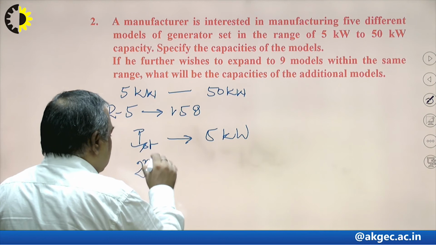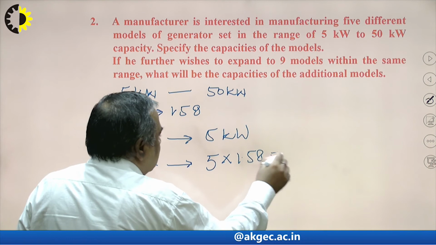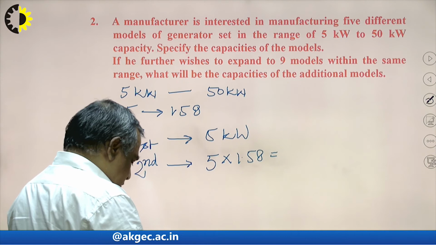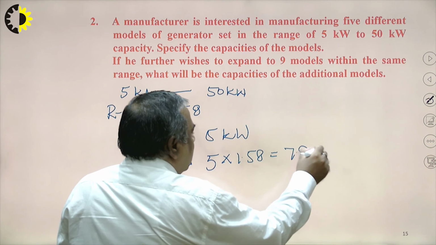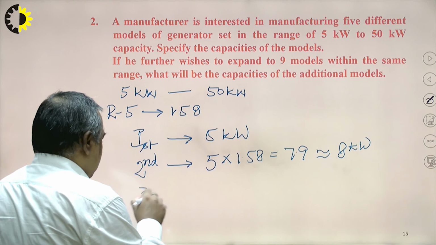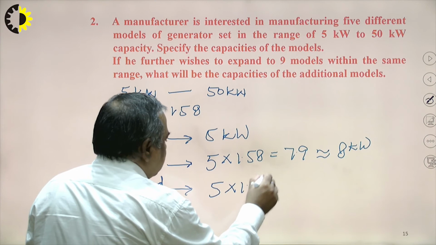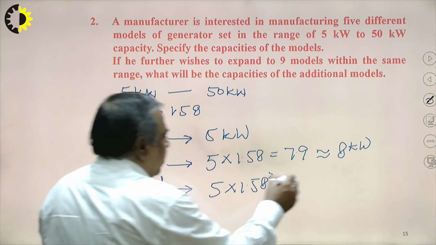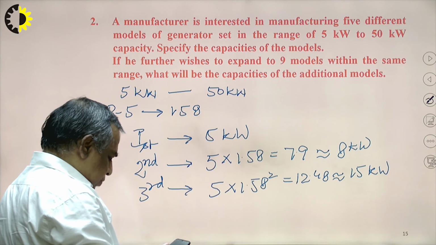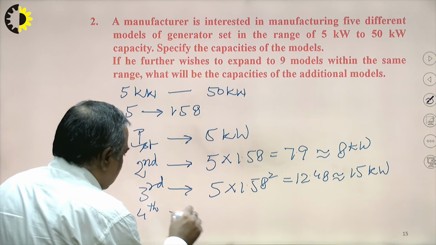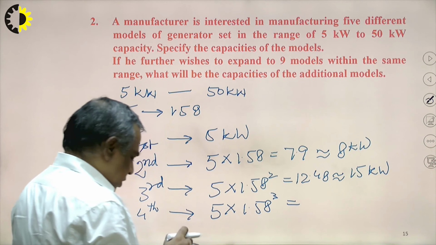Then second model it will be 5 multiplied by 1.58, so we complete it. It will come out 7.9, so 8, you can recommend 10. Third model, 5 multiplied by 1.58 square, this is 12.48. You can make it 15 kilowatt, then multiplied by 1.58 fourth model, 5 multiplied by 1.58 cube, it will be 19.72, is 20 kilowatt.